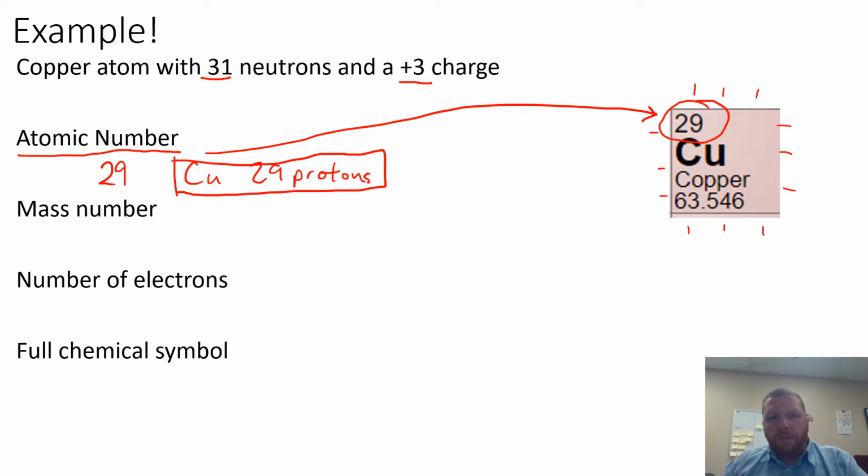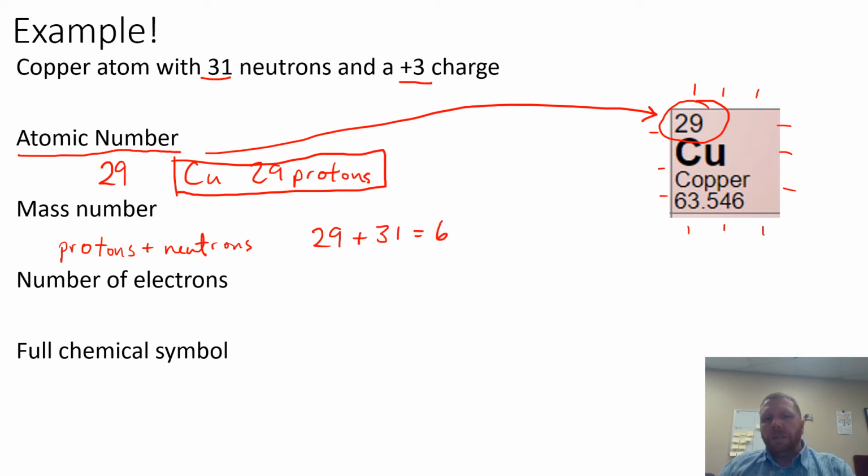The next number is your mass number. Your mass number is going to be the number of protons plus neutrons. Even though we have the 63.546, that is not necessarily your mass number. This is telling us we are talking about one specific atom that has 31 neutrons and 29 protons. So our protons, 29, plus 31 neutrons equals 60. So our mass number for this specific atom that this question is asking us about is 60.